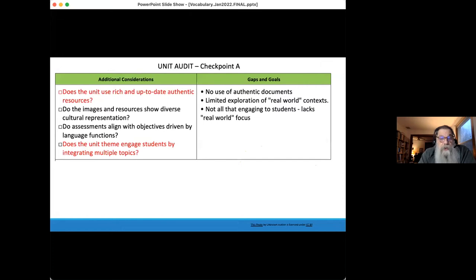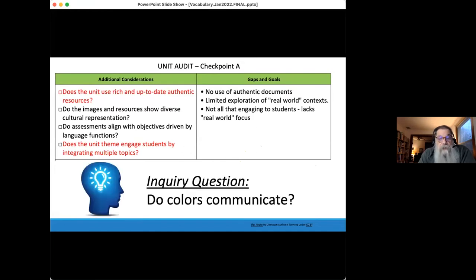So to summarize, in auditing our current practice, we find that the way we're introducing color vocabulary now can be improved. Currently, we have no use of authentic resources. We have limited exploration of real world contexts and it's not all that engaging to students. It lacks a real world focus. So what might we do? Well, let's look at some authentic resources that might beef up our idea.